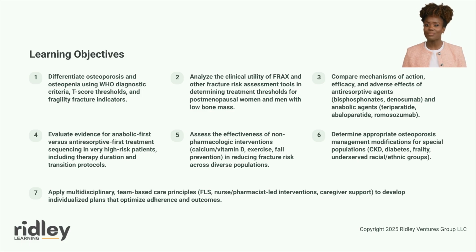Third, you will compare the mechanisms of action, fracture risk reduction efficacy, and adverse effect profiles of anti-resorptive agents such as bisphosphonates and denosumab, alongside anabolic agents including teriparatide, abaloparatide, and romosozumab. Fourth, you will evaluate the evidence supporting anabolic-first treatment sequencing versus anti-resorptive-first strategies for patients at very high fracture risk, including considerations for optimal therapy duration and transition protocols.